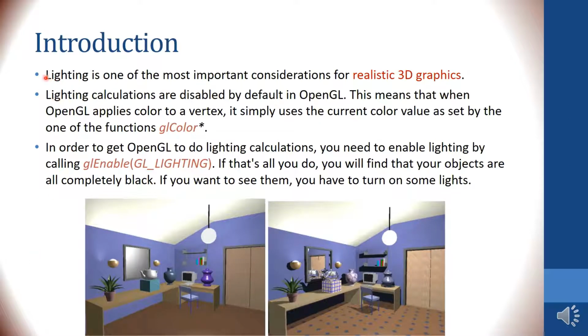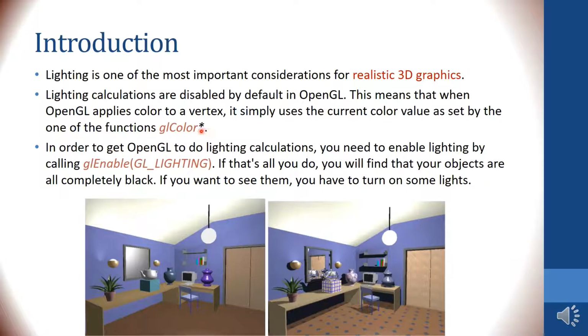One of the main goals of having lighting in the scene is to have realistic 3D graphics. If your scene is without lighting, it will be dull and boring. Basically, lighting calculation is disabled by OpenGL. By default OpenGL disables the lighting calculation. So when you see colors on your object in OpenGL, it is because it uses the current value as set by the function glColor.